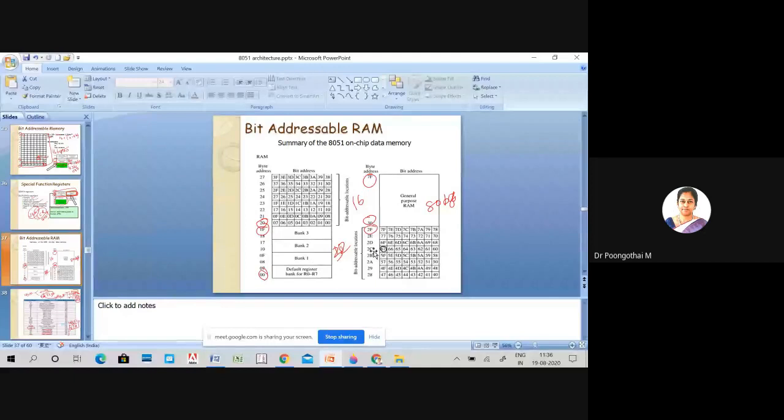This is the overview of your RAM, that is, a summary of on-chip data memory. The general purpose register block takes 32 bytes, the bit addressable area 16 bytes, and the general purpose area 80 bytes. So totally 128 bytes are allocated for internal RAM.